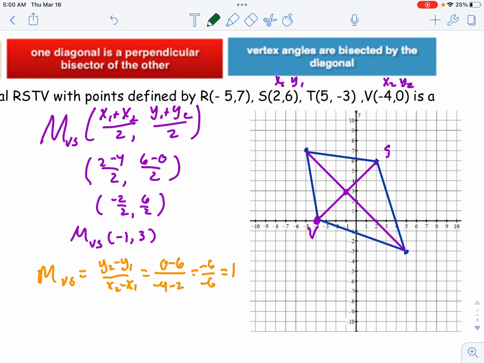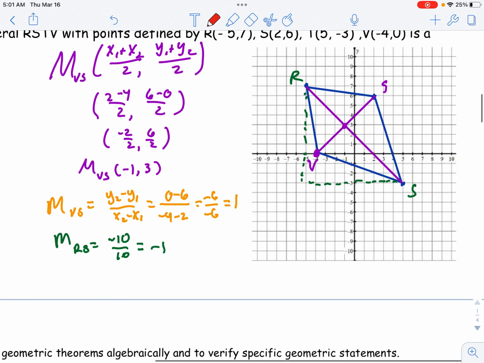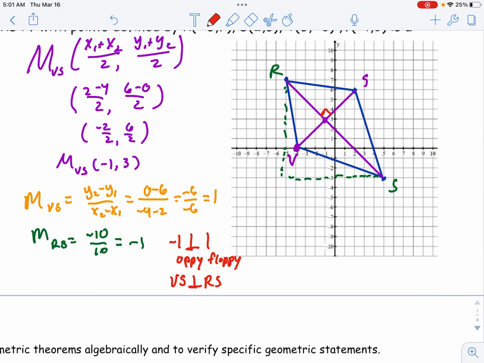And then for fun, we're not going to go too berserk. We're just going to count the slope of RS. The slope of RS. We go down a bunch. We go down 10 over 10. So the slope of RS is down 10 over 10, which is negative 1. Now it is hard to tell at times, but RS, negative 1, is perpendicular to 1. Alright, this is opposite reciprocal. So these lines are perpendicular. VS is perpendicular to RS.